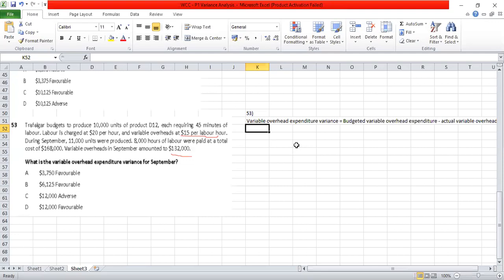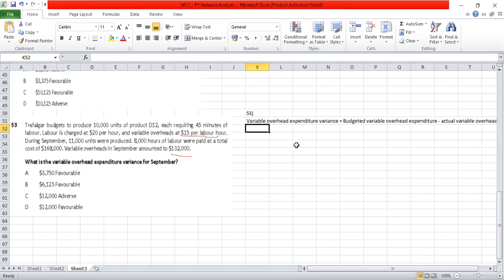Okay, so that is about the standards. Each unit requires 45 minutes of labor hour, and the labor is paid according to the labor time, at the rate of $20 per hour. We are focusing on the variable overhead. So variable overhead is accounted at $15 per labor hour. So should we take the number of labor hours as the budgeted or as the actual? That is the point here.